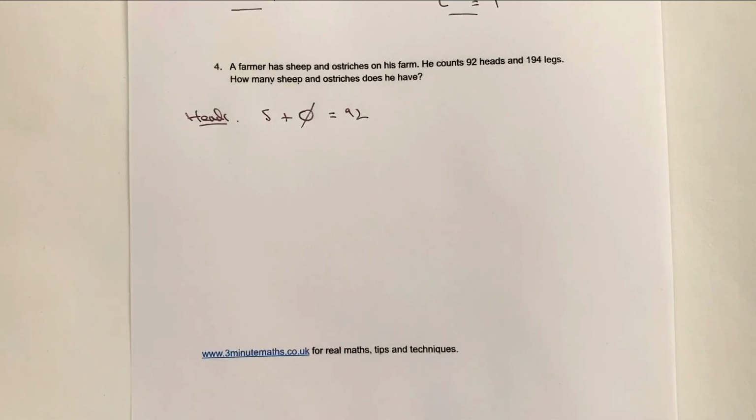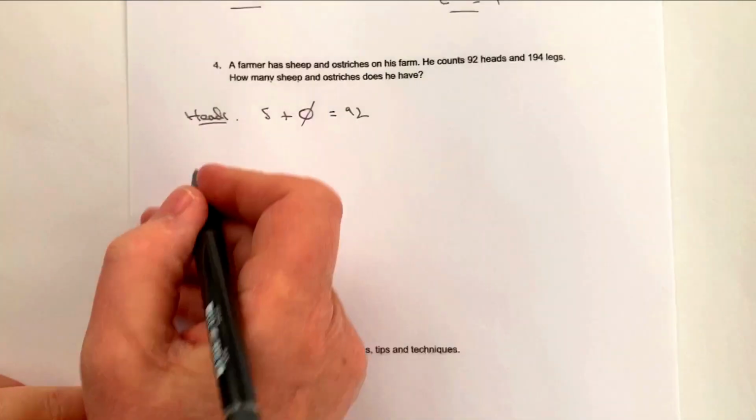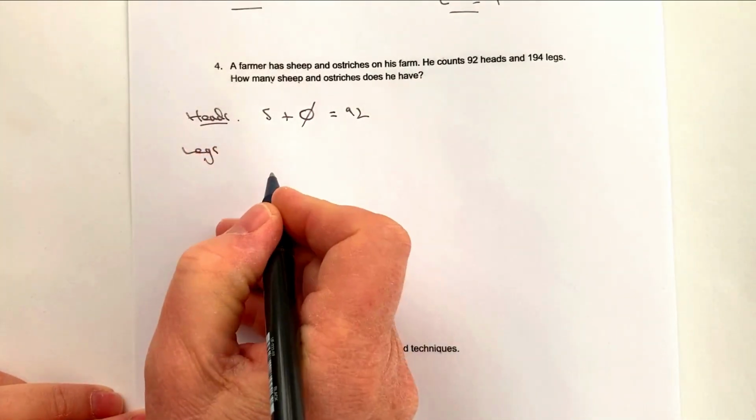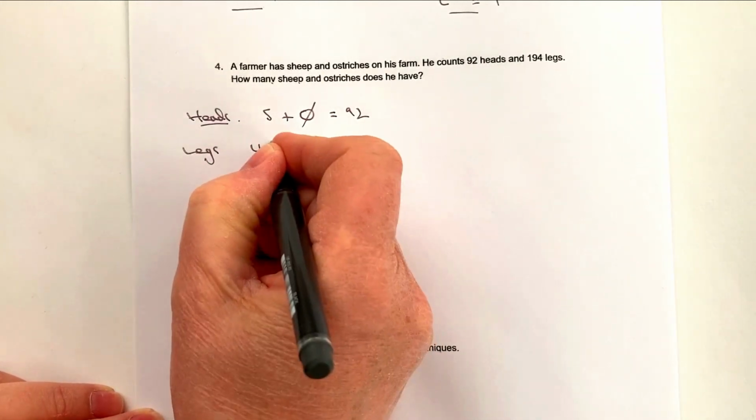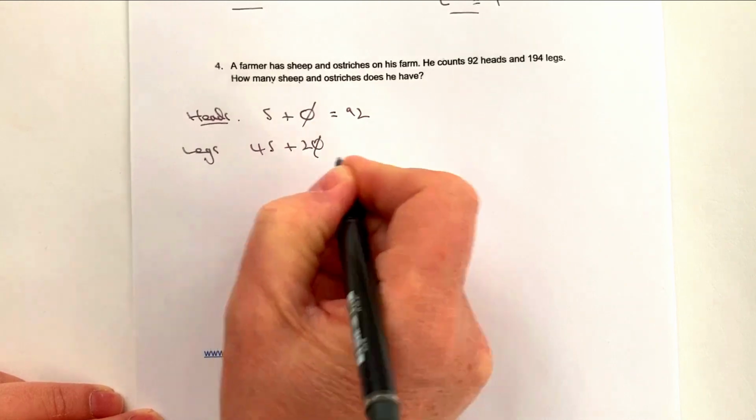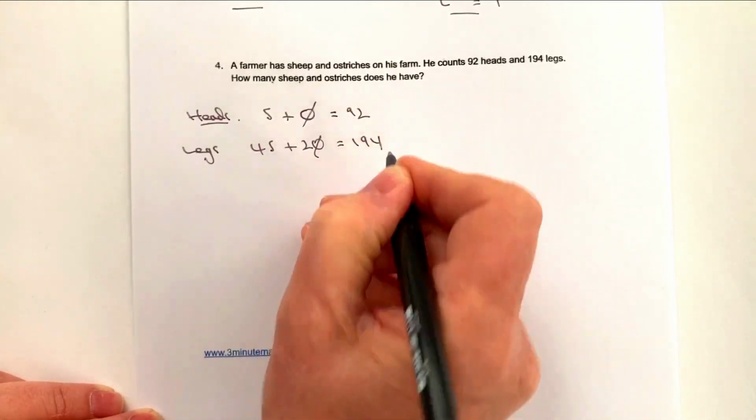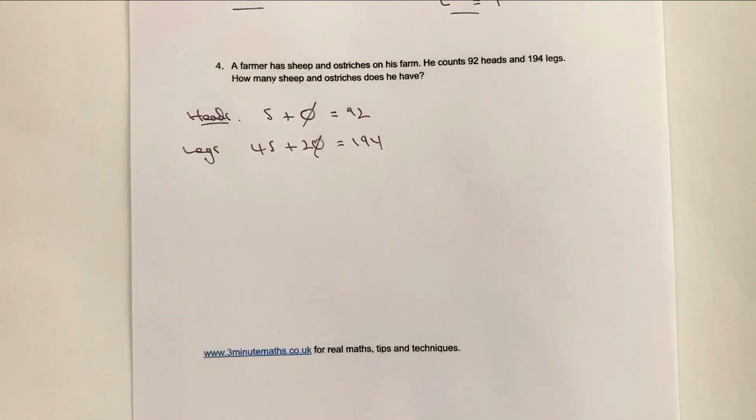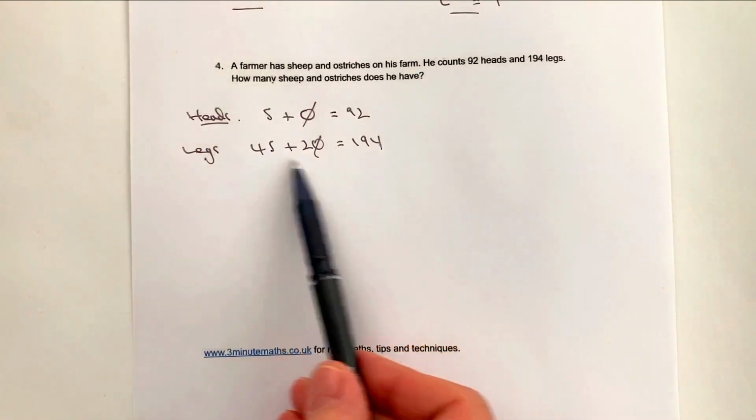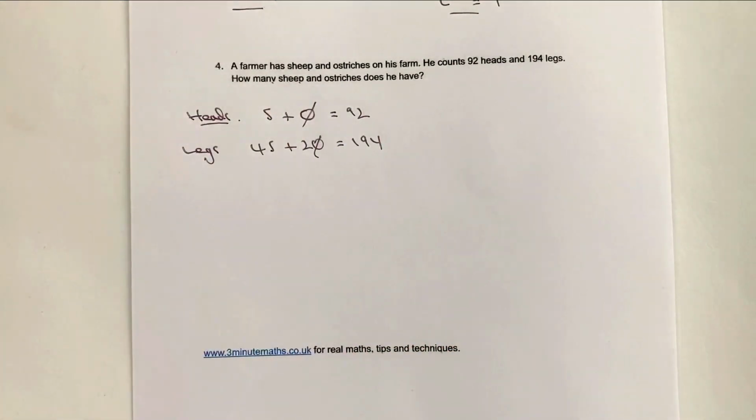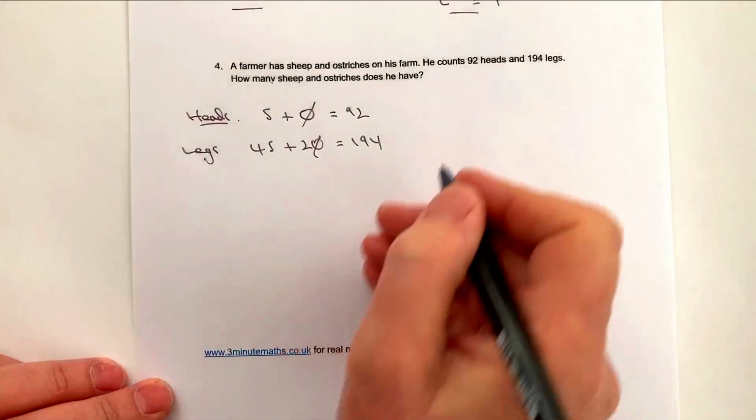So every one of them has a head, but not every one of them has got 4 legs, as sheep do, and then 2 legs as ostriches do. Okay, so if he's counting the legs, what we can say is the sheep have got 4 legs and the ostriches have got 2 legs, and that equals 194. So we're now in a position where we've got 2 simultaneous equations. Now, just to make it a little bit easier, I'm going to write this at the top, and I'm going to take this value away, or at least I am when I multiply it by 2. So let's have a look at where we are.